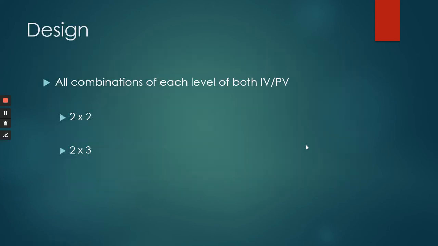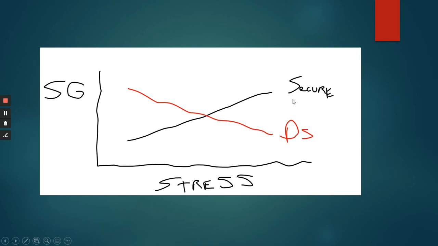Let's take another example, a 2 by 3. It's saying that one variable has two levels, the other variable has three levels. Attachment has two levels, secure and dismissing. And stress, we could make it into three levels in our design if we wanted to: high, medium, and low. That would be two levels for one variable, attachment, and then three levels of stress.